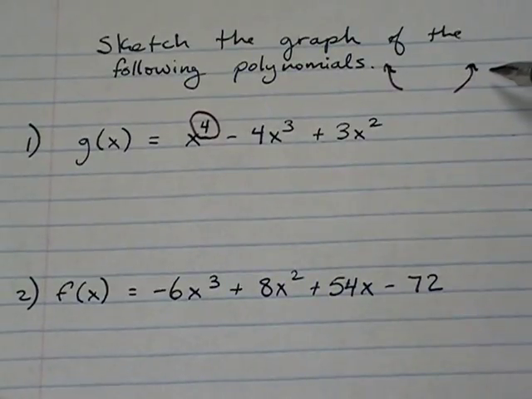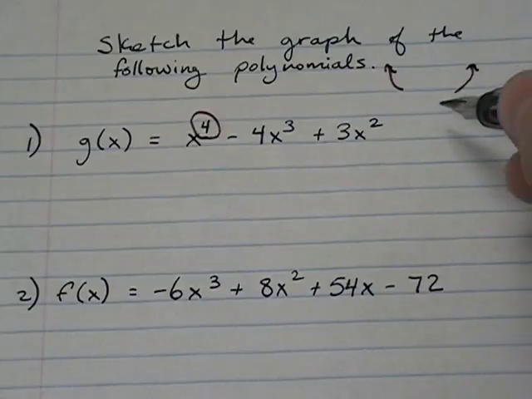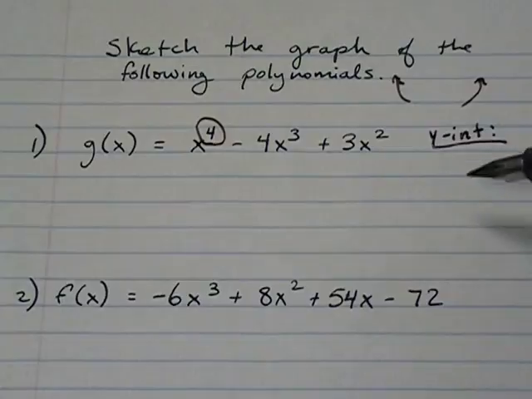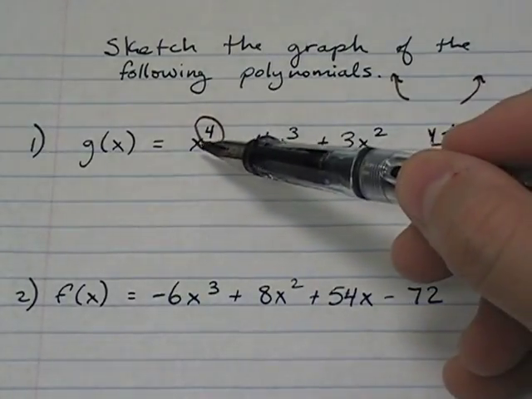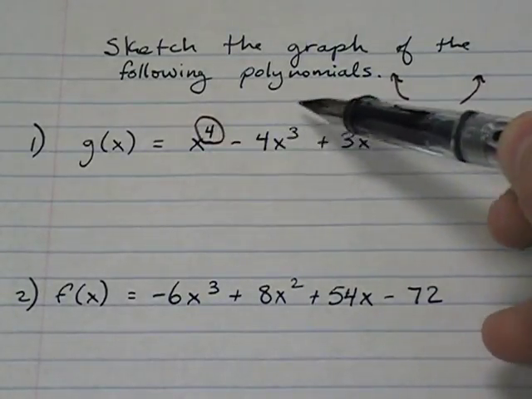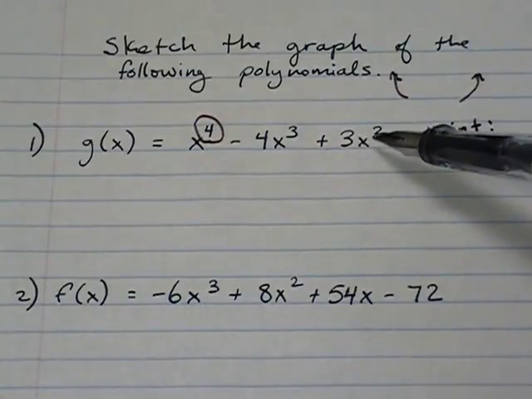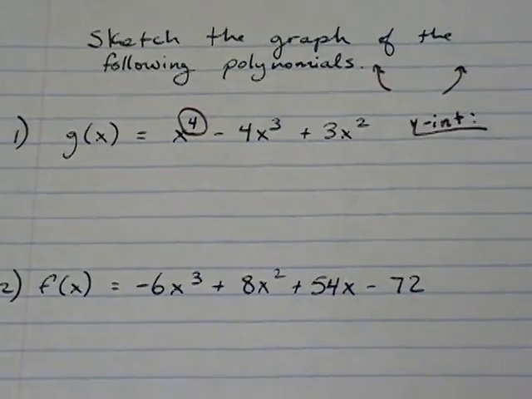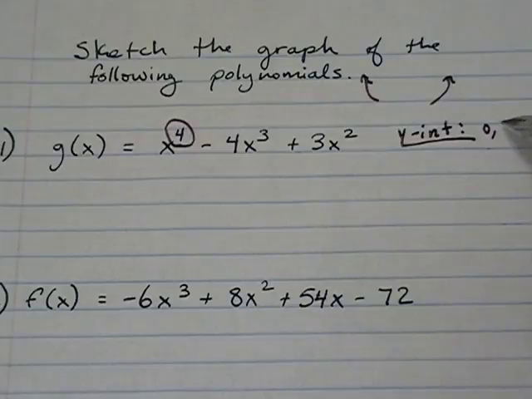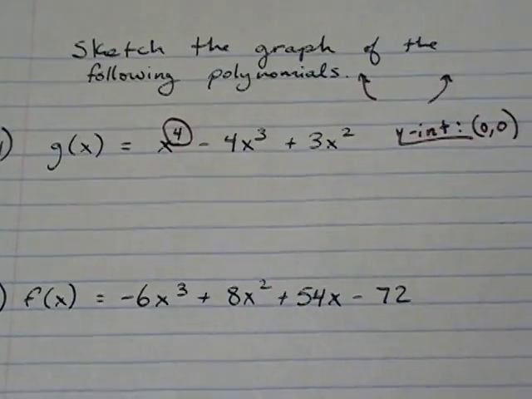The second thing I need to find is the Y-intercept. Okay, so that's the first thing. The second thing is the Y-intercept. And this one's easy, because to find the Y-intercept, you set x equal to 0. So 4 times 0 is 0. 3 times 0 is 0. So y equals 0. So the Y-intercept is at 0, 0.